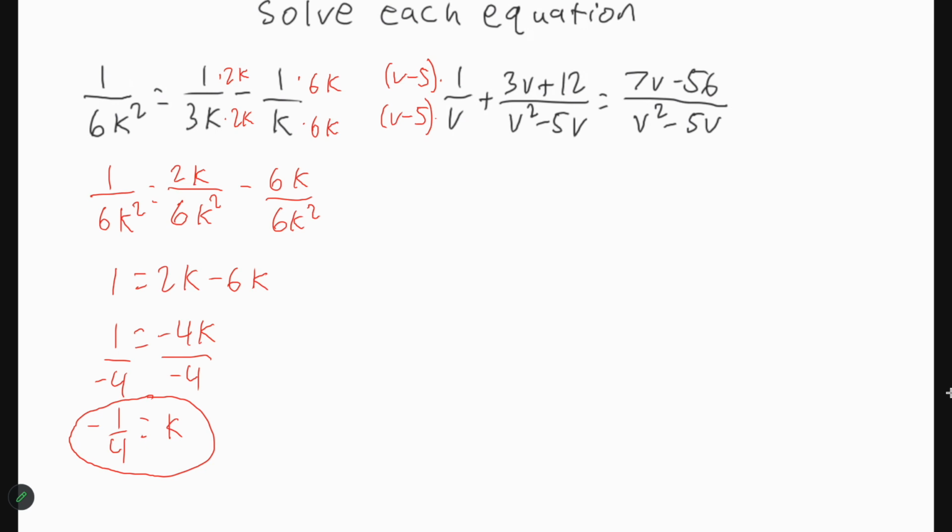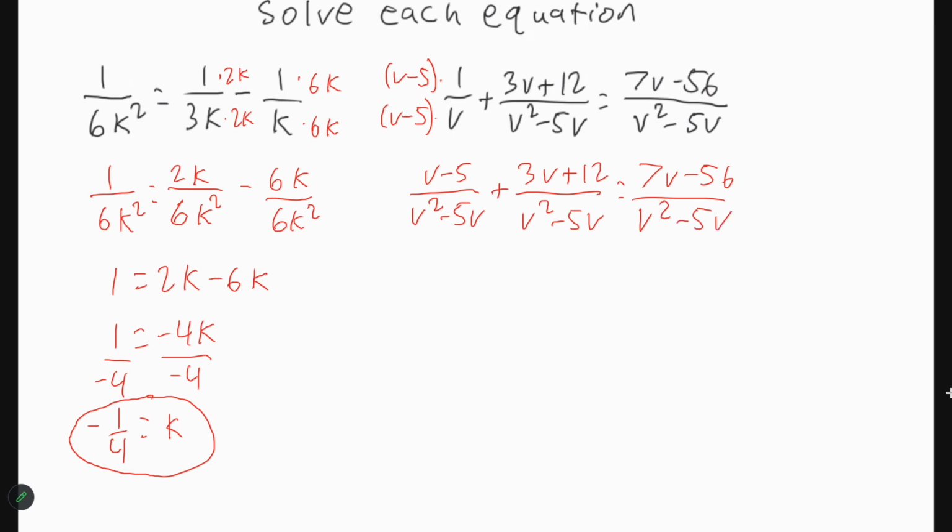We do that out, we get v minus 5 over v squared minus 5v, plus 3v plus 12 over v squared minus 5v, equals 7v minus 56 over v squared minus 5v. So all the way through, same denominators. Now we can just get rid of the denominators. So v minus 5 plus 3v plus 12 equals 7v minus 56.